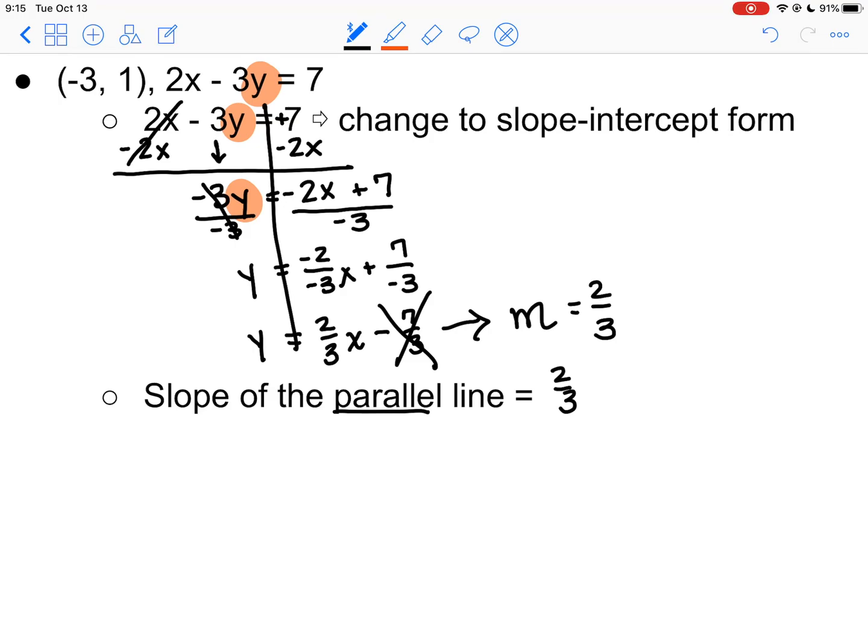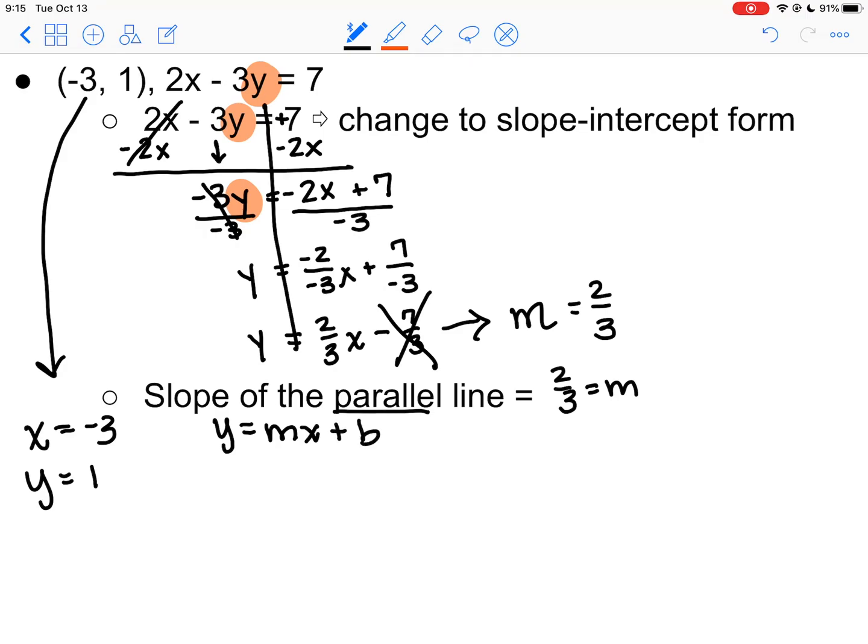Now that I have the slope, I'm going to use this slope, 2/3, as m. And then I'm going to use this ordered pair that I was given as my x and my y. I'm going to plug that into my new slope-intercept form in order to find my new y-intercept. For each of these, I'm going to plug in the values that I know. The y value that I know is 1. The slope that I need to use to be parallel is 2/3. And the x value is negative 3. So the only thing that I don't know that I'm trying to find is the new y-intercept.